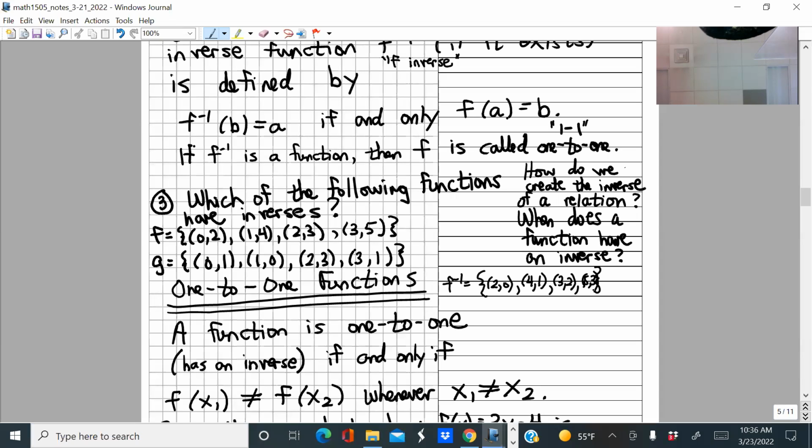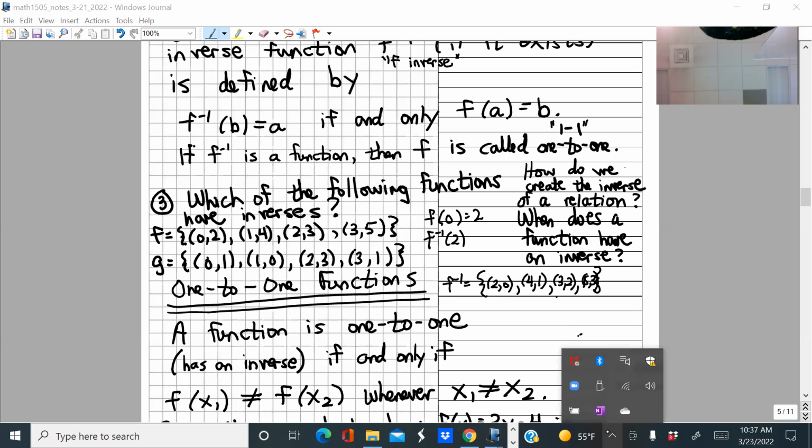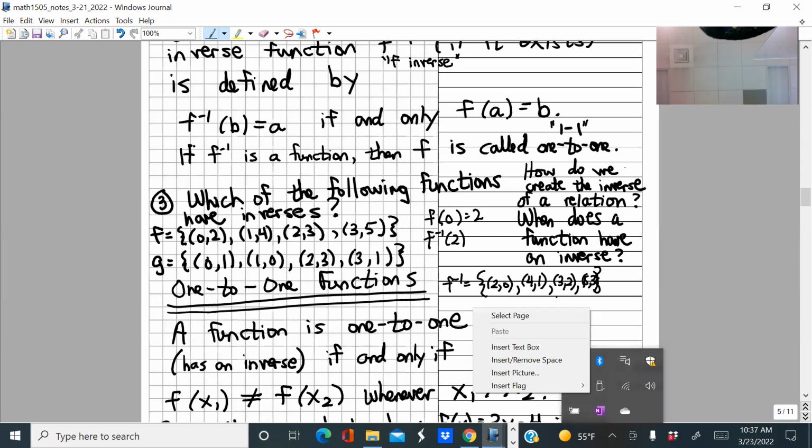So notice that this works exactly the same as this description, because in the original function f, I think f of 0 was equal to 2, correct? Because the ordered pair (0, 2) was part of that function. But in the inverse function, f inverse of 2 is equal to 0.